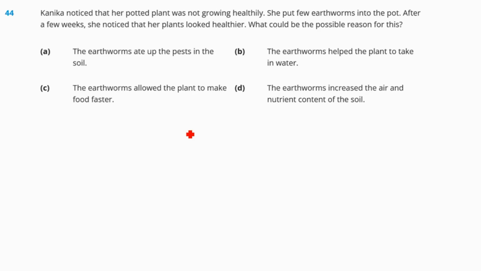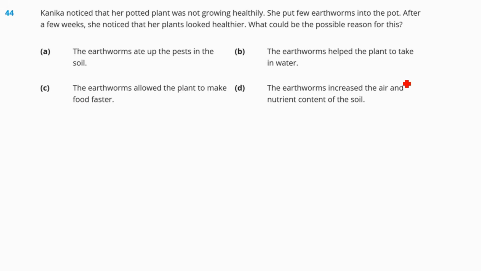Question number 44. Kanika noticed that her potted plants were not growing healthily. She put a few earthworms into the pot. After a few weeks, she noticed that her plant looked healthier. What could be the possible reason for this? The earthworm ate up the pests in the soil? No. The earthworm helped the plant to take in water? No. Earthworm has no function in taking the water. The earthworm allowed the plant to make food faster? No. It does not have any function in photosynthesis.